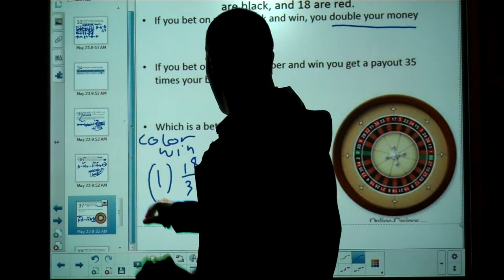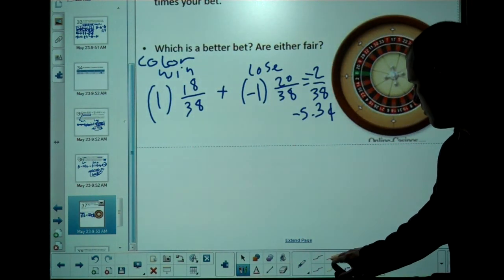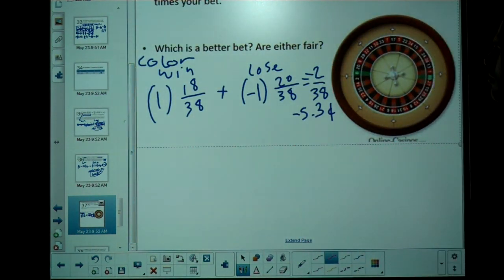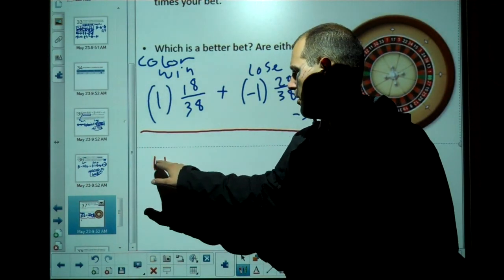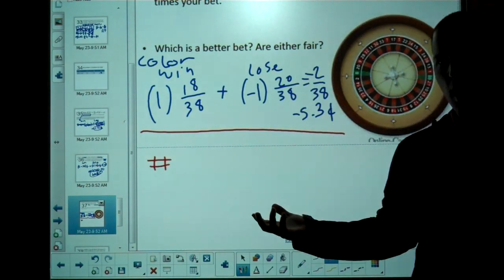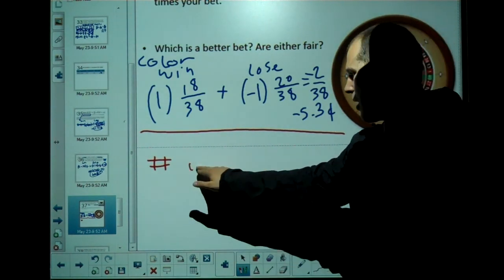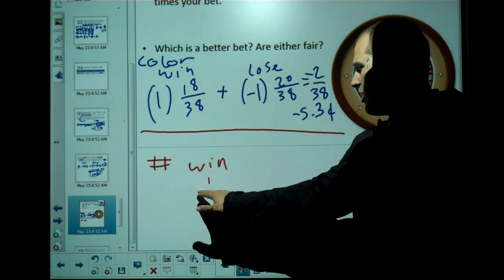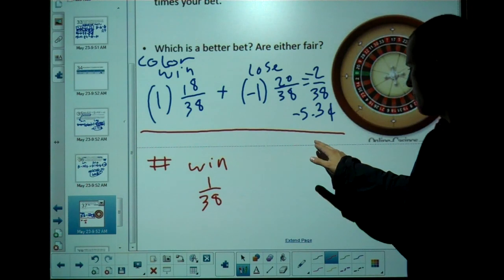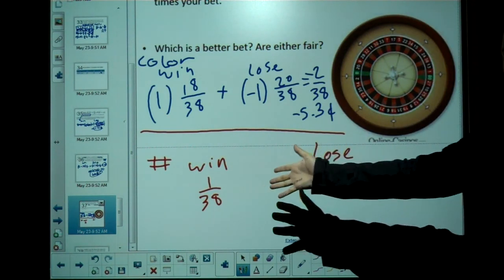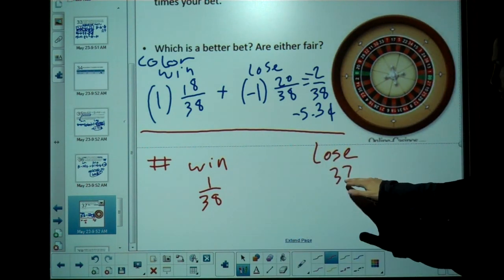Let's do the outcome now for betting on a number. Okay, so let's take a look. In terms of betting on a number, what's the probability that you're going to get it right? Your probability of a win. Well, you've picked one number out of the 38, so that's your probability of winning. Your probability of losing is the complement, 37 out of 38.